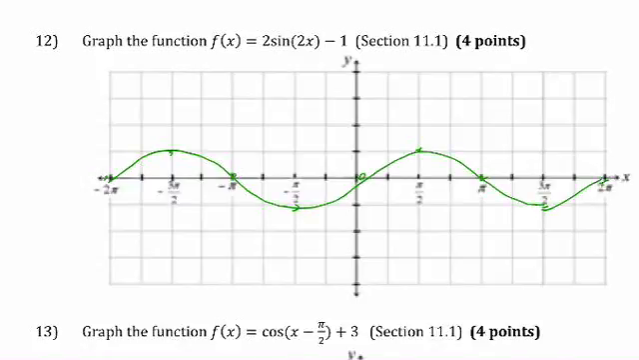And now we're going to adjust these points. So similar to what we did in the previous one, let's break it down piece by piece. We've got a new amplitude of 2. This minus 1, this one we're shifting down 1.